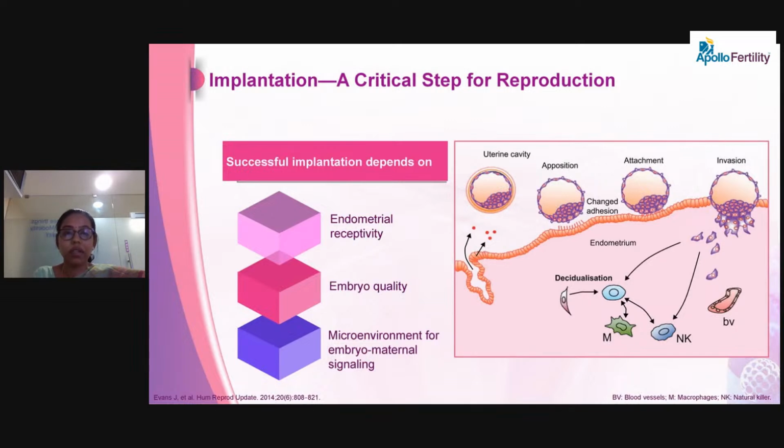Implantation is the process of the embryo attaching to the uterus. It's a critical step in reproduction. For a successful implantation to happen, we need three things. One is a good quality embryo, which is very important. Next is endometrial receptivity. That means the endometrium should be receptive to attach the embryo, and the microenvironment for the embryo-maternal signaling should be conducive.